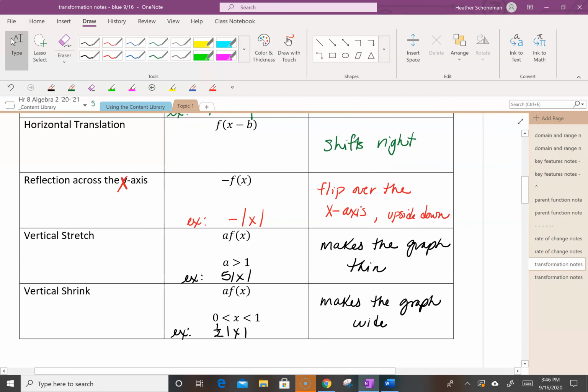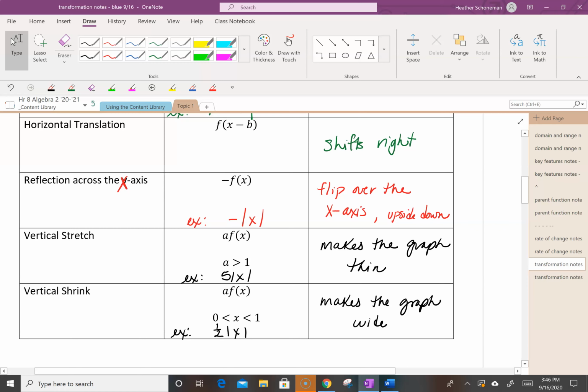The last thing we have is a vertical stretch or shrink. And a vertical stretch is thinking about when you get a piece of gum or some kind of tacky candy and you pull it way far apart, it gets thinner and thinner. So when you stretch something out, it gets thinner, and that's the same thing that happens with a graph, and it's getting closer and closer to the y-axis and becoming more of a straight line. So when we have a number in front of it that's greater than 1, such as this example, 5 times the absolute value of x, it's going to make that graph thinner than the original parent function.